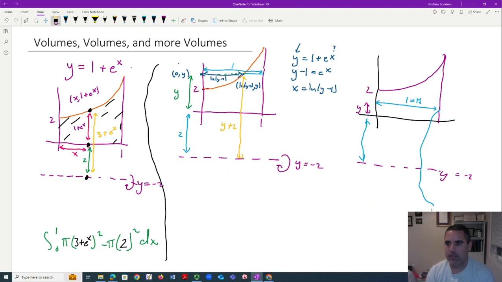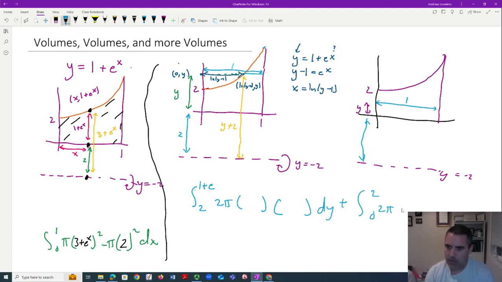Erase this. And this. Okay, so here's what we're going to do. We're going to say from 2 to wherever in the world that is. Let's see, if I plug into 1, I get 1 plus e. It's shells, but we're going to need to fill in some pieces. And then from 0 to 2, it's also a shell, and we're going to have to fill in those pieces.